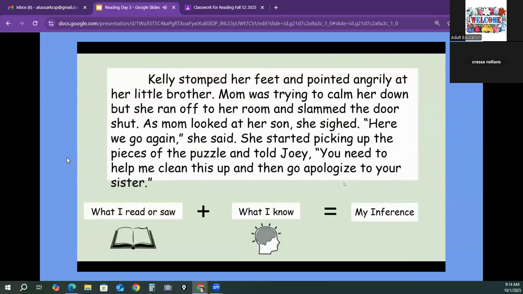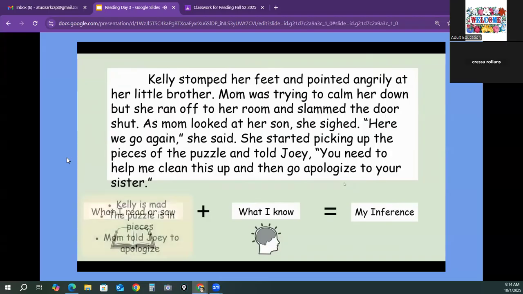Sometimes you make inferences when you're reading too. So let's try it with this passage. Kelly stomped her feet and pointed angrily at her little brother. Mom was trying to calm her down, but she ran off to her room and slammed the door shut. As Mom looked at her son, she sighed. "Here we go again," she said. She started picking up the pieces of the puzzle and told Joey, "You need to help me clean this up and then go apologize to your sister."